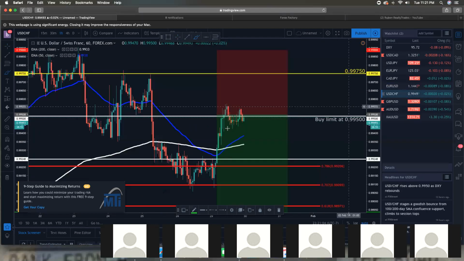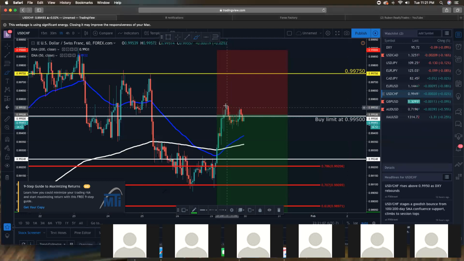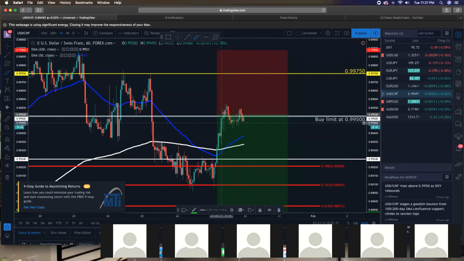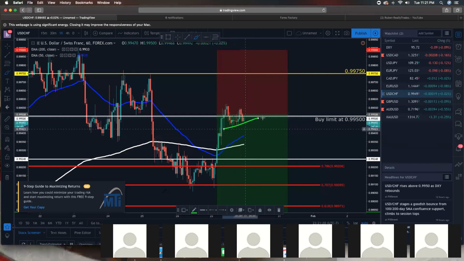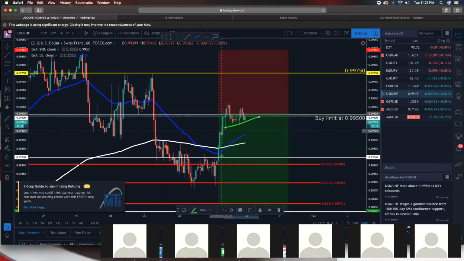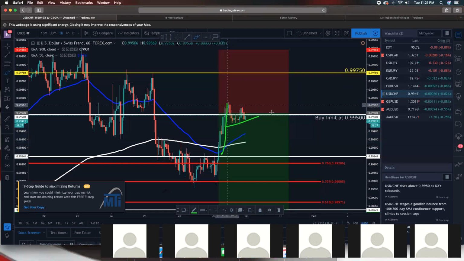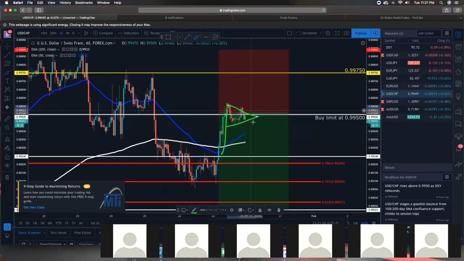USDCHF, I see the buy happening just because price has been consolidating right here like crazy. We haven't seen any movement. We've seen nothing but support happening right here. So we might get this little breakout. We are seeing that little flag as well.